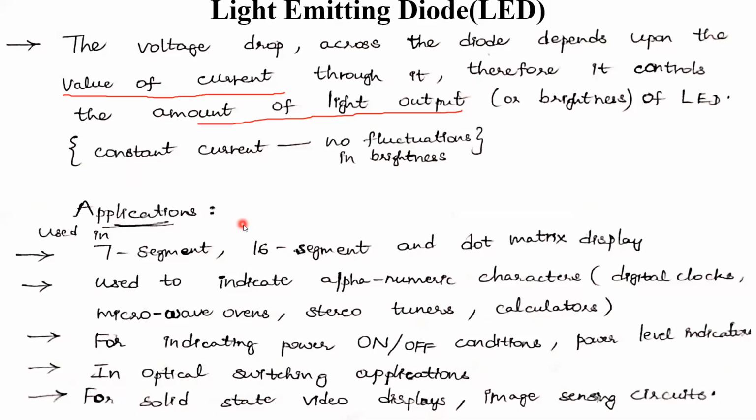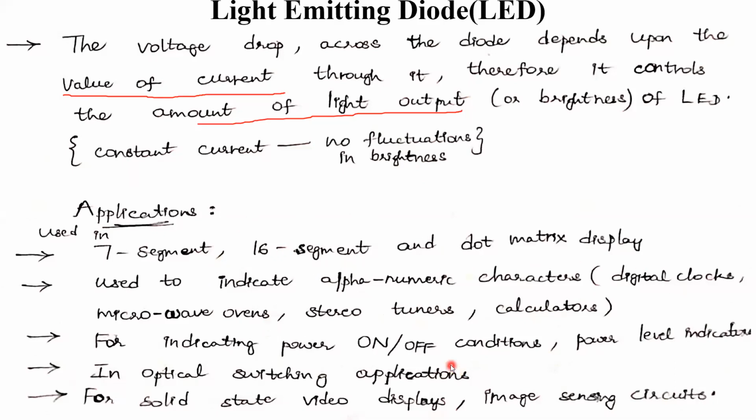Then the applications of LEDs are in 7-segment display, 16-segment display, and dot matrix display. These are the different types of displays. We can use these LEDs in 7-segment, 16-segment, and dot matrix displays used to indicate alphanumeric characters. That is, in digital clocks, we may use these LEDs. Microwave ovens, stereo tuners, and calculators also use LED displays.